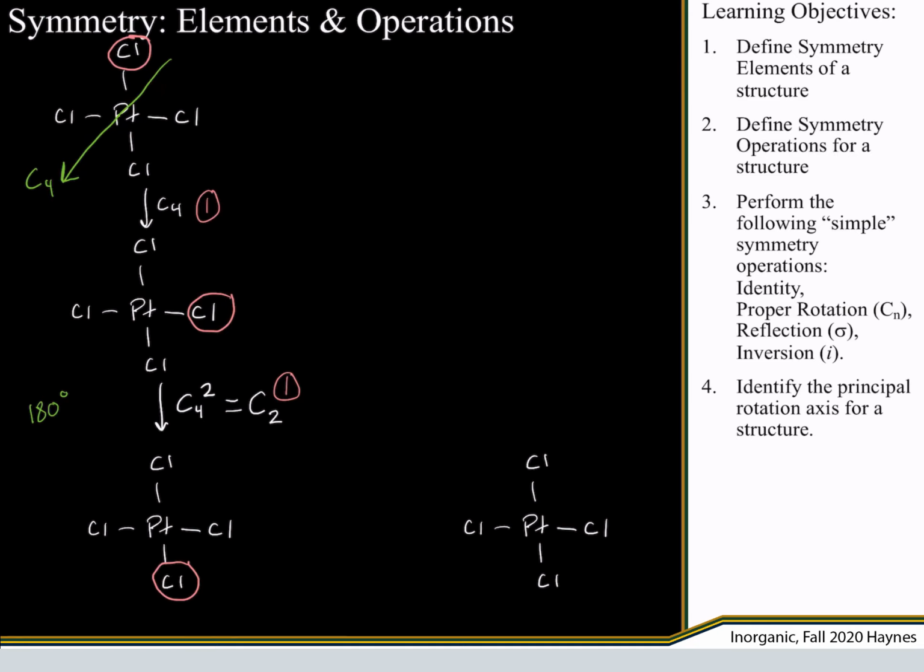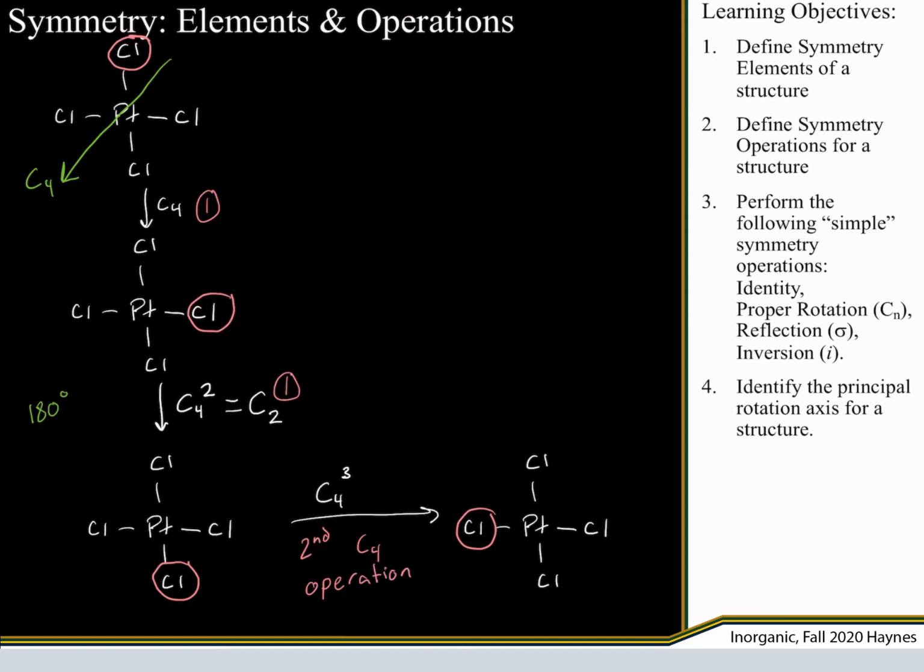If we undergo another C4, now we end up with our pink chloride on the left-hand side. This does not have another or a lower number that we can use, right? This is our third C4, so we did 3 of them to get to this point. So this is now a new unique symmetry operation to get to this point. So this is our second official C4 operation.